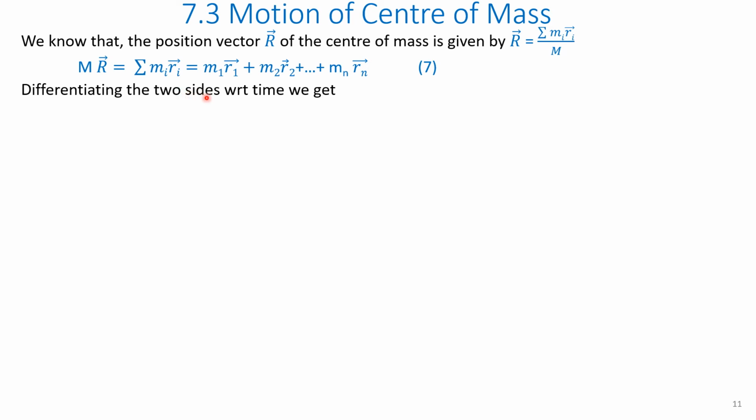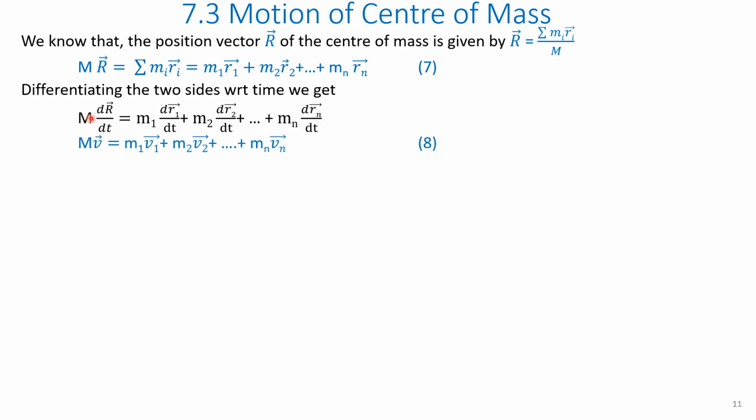Differentiating both sides of equation 7 with respect to time, we get M into dr by dt equals m1 into dr1 by dt plus m2 into dr2 by dt plus and so on up to mn into drn by dt. But we know that the differential of position vector, dr by dt, is velocity. Therefore, M into vector v equals m1 v1 plus m2 v2 plus and so on up to mn vn. Let it be equation 8, where vector v equals dr by dt is the velocity of the center of mass.